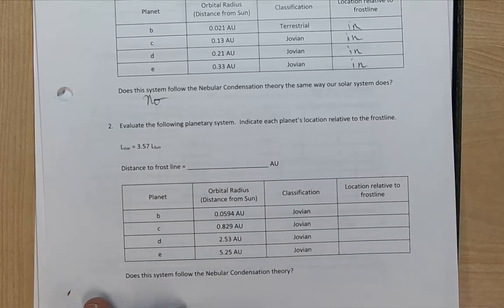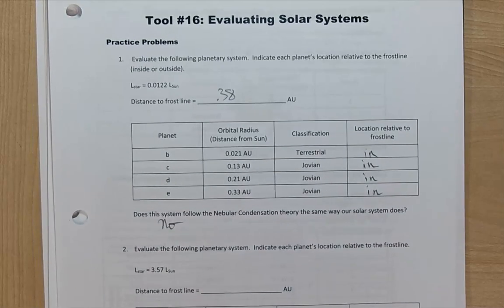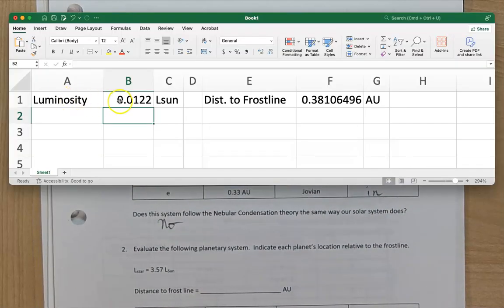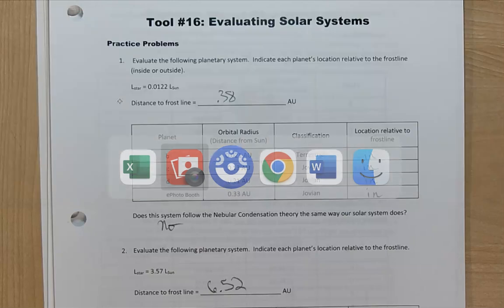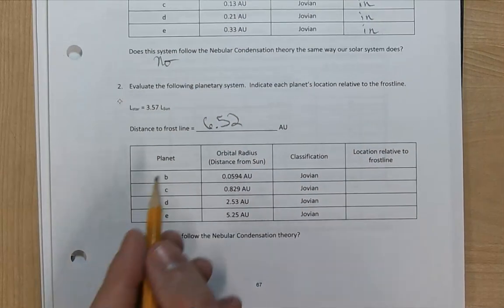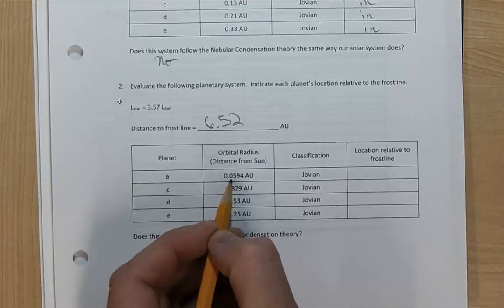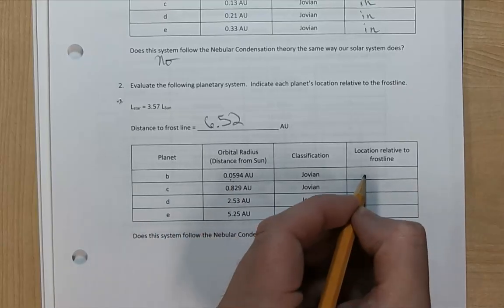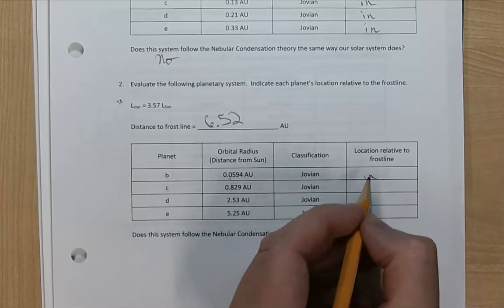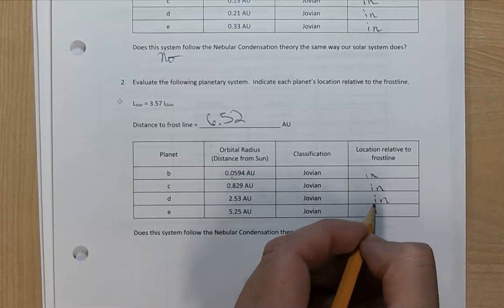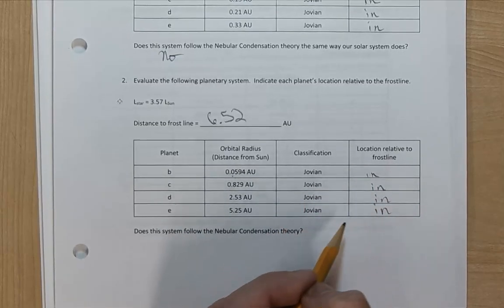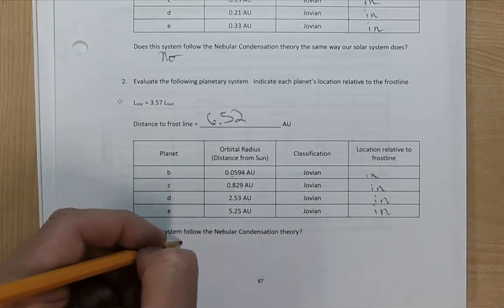What about this one here? It's 3.57 solar luminosities, so that's 6.52 AU. All right. So that one's really close, right? That planet's orbiting really close to its star. So that's inside the frost line, right? 0.8, that's inside the frost line. 2, that's inside the frost line. 5, still inside the frost line. Again, we got 4 Jovian planets all inside the frost line.